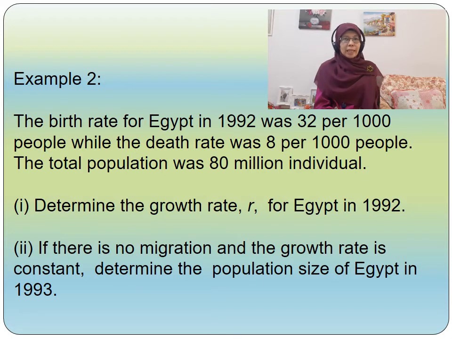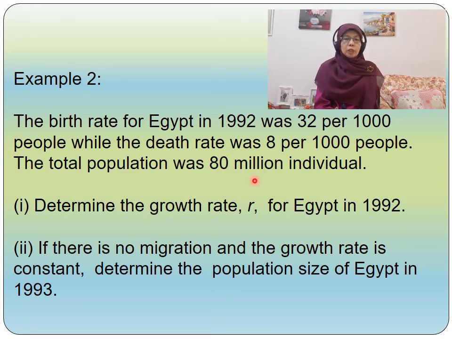Now we're going to take a look at the second example on how to calculate the growth rate as well as the population size. Example 2: the birth rate for Egypt in 1992 was 32 per 1,000 people, so the birth rate is 32 over 1,000, while the death rate was 8 per 1,000 people, equal to 8 over 1,000. The total population was 80 million individuals. This is N, or population size, in 1992.